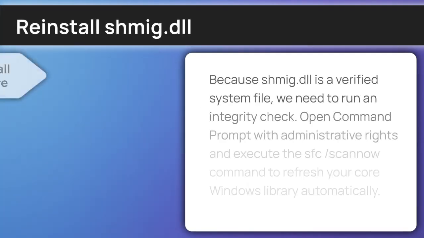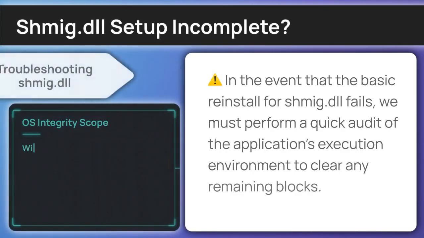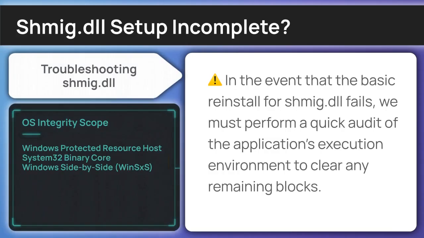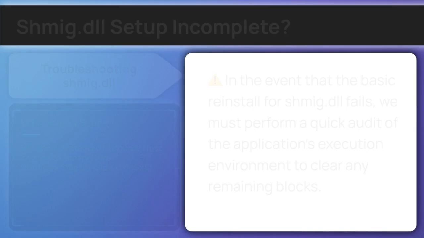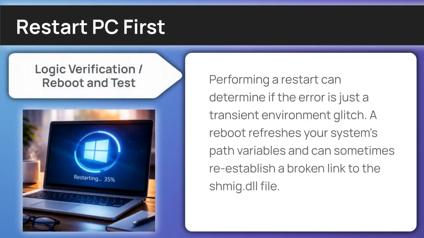Because Shell Migration Library DLL is a verified system file, we need to run an integrity check. Open command prompt with administrative rights and execute the sfc /scannow command to refresh your core Windows library automatically. In cases where the official installer remains ineffective, we must escalate to a manual review of your system's active runtime state. A full system restart clears the temporary memory cache and allows Windows to attempt a fresh initialization of all required libraries, including Shell Migration Library.